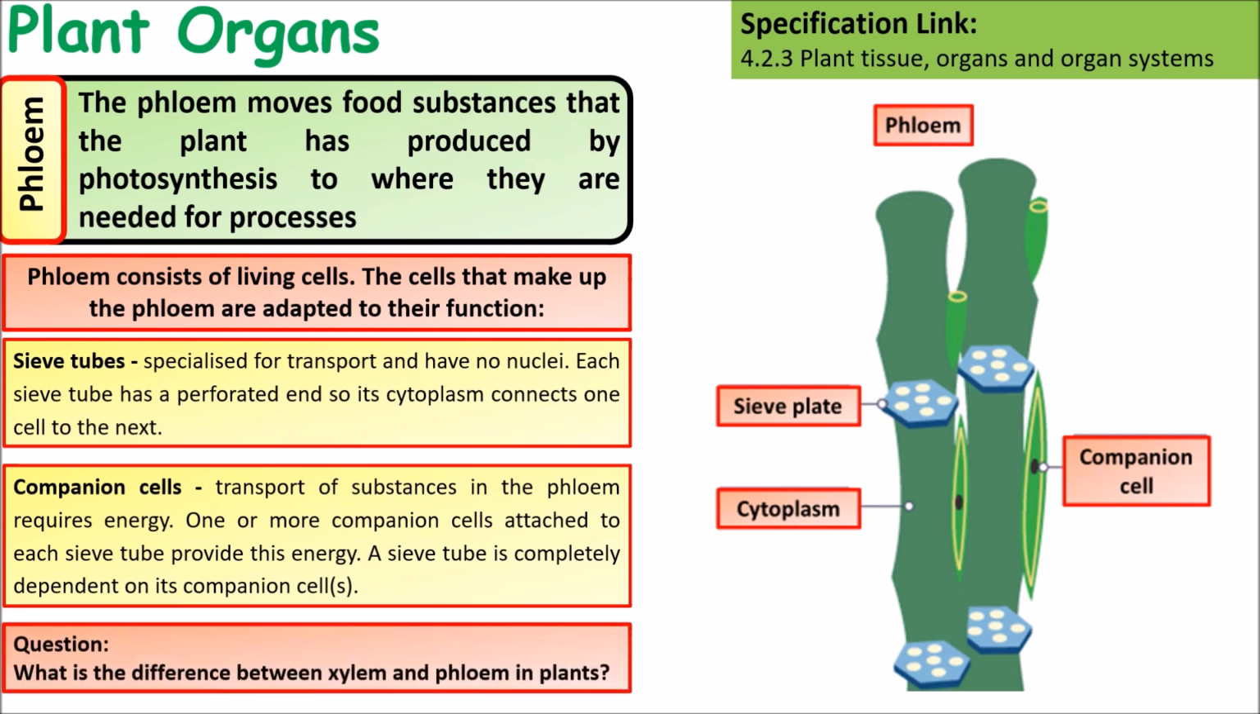So one key question that you might think about: what are the differences between xylem and phloem? Xylem cells are dead, phloem cells are alive. Phloem cells move things in both directions. Xylem cells only move things in one direction. Phloem cells move nutrients. Xylem cells move water.